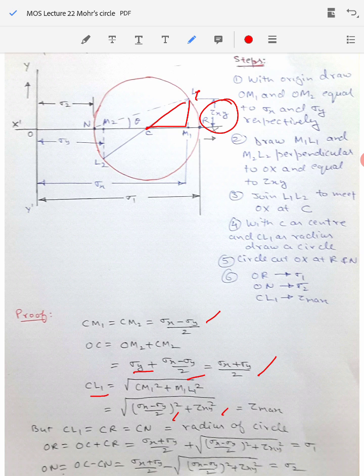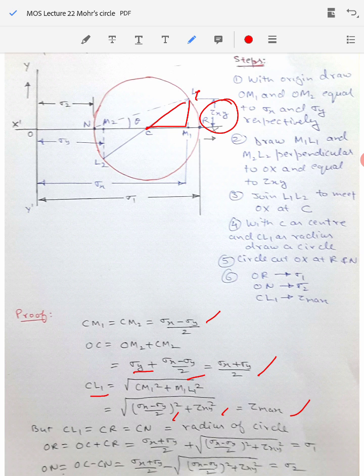We substitute it here, and so your formula for CL1 will be equal to under root of ((sigma x minus sigma y) by 2) whole square plus tau xy square. If you can remember from our last lecture, this is the value of the maximum shear stress that we calculated through analytical method. So the radius of the circle gives us the value of maximum shear stress or tau max.